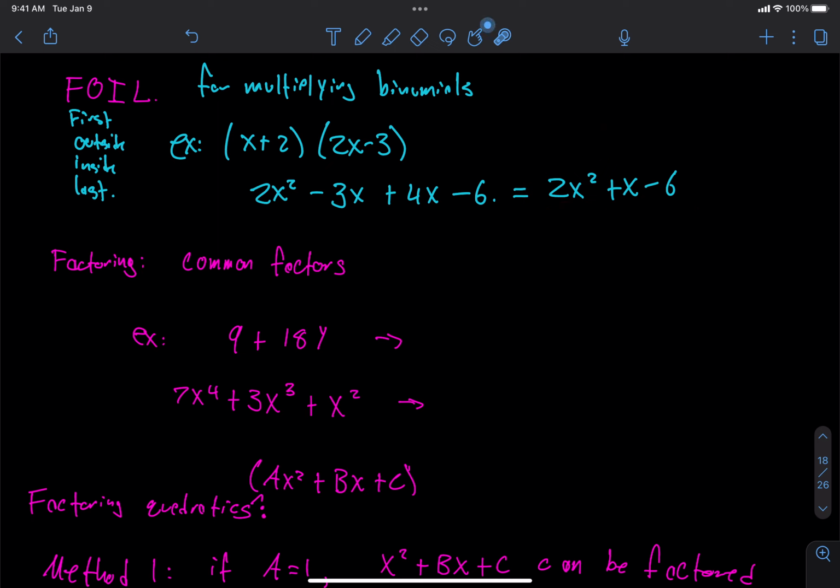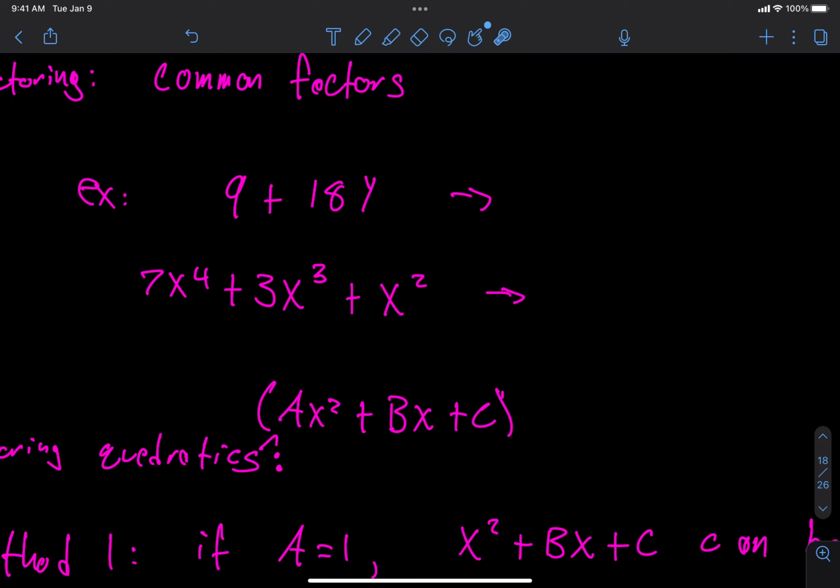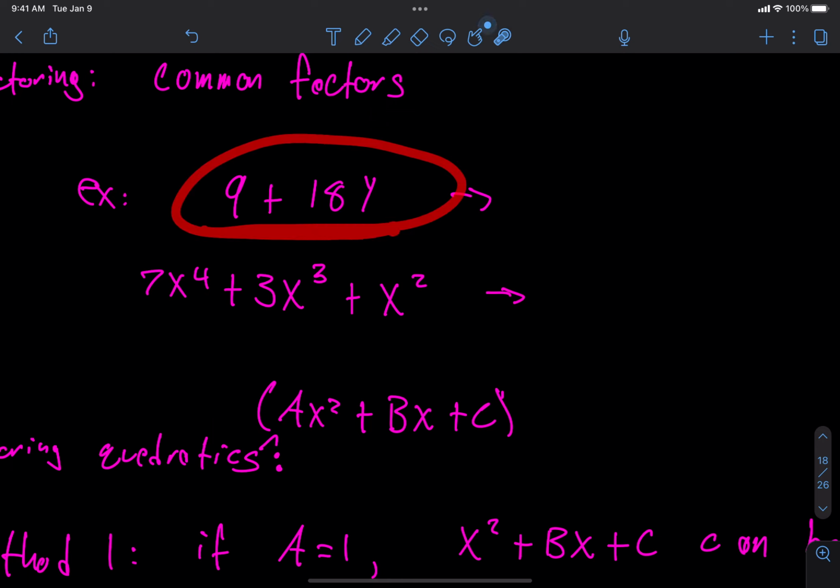And we can do it for basically linear expressions or quadratic expressions, or higher degree as long as we have a factor of like x or something like this. So let's first talk about the very first thing you do anytime that you're factoring, which is to take out the largest common factor from every term. Okay, so in this case, if we look at 9 and 18y, we know that the largest common factor for both of these two terms is going to be what?